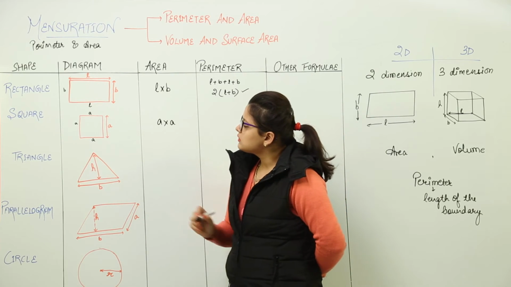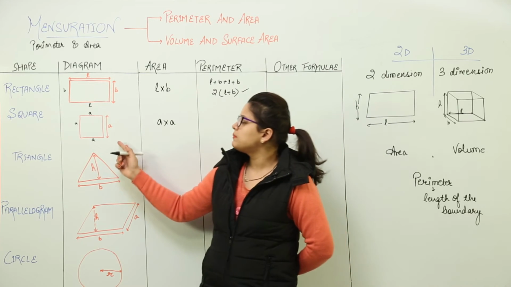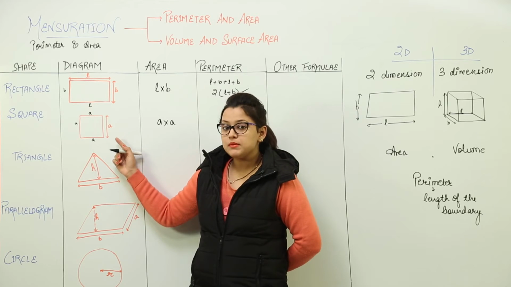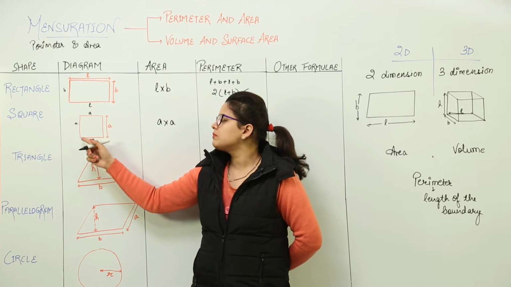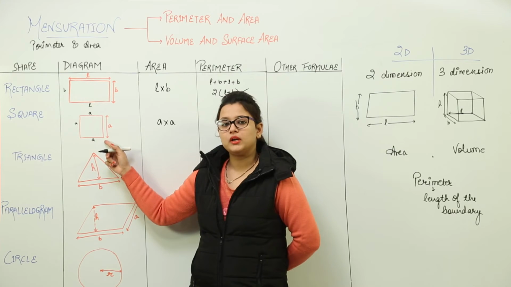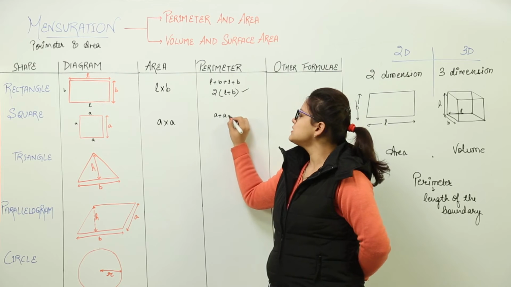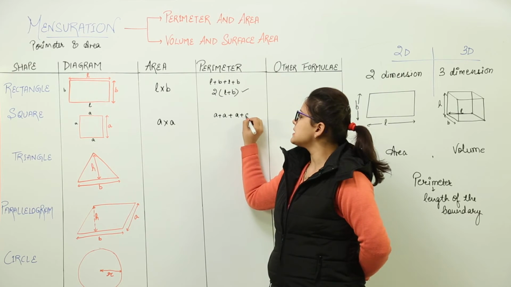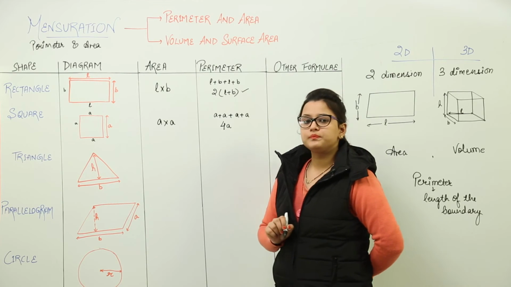Let us do the perimeter for the square now. What do you think will be the perimeter? As we discussed, the perimeter is when you start walking from one point along the length of the boundary and you come back to the same point. How much have you covered? It would be A plus A plus A plus A. But over here you can write it directly as 4A.